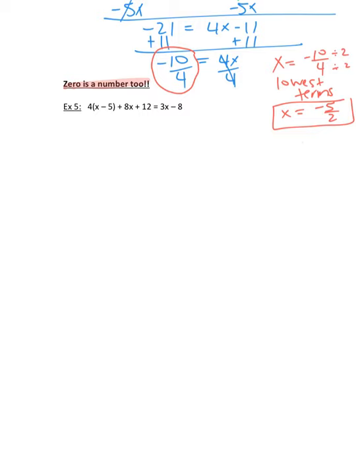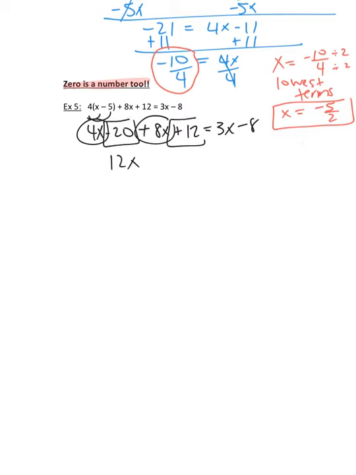We're going to distribute first. So I have 4x minus 20 plus 8x plus 12 equals 3x minus 8. I am going to combine like terms. 4x and 8x give us 12x. Negative 20 and positive 12 give us negative 8.